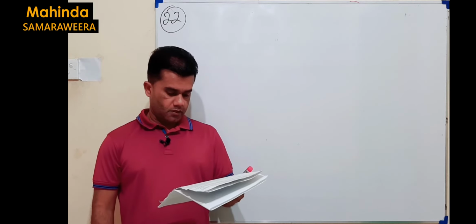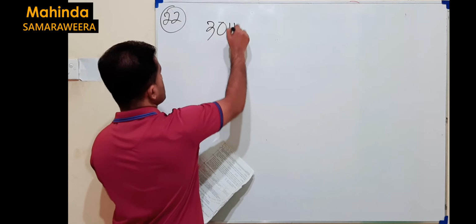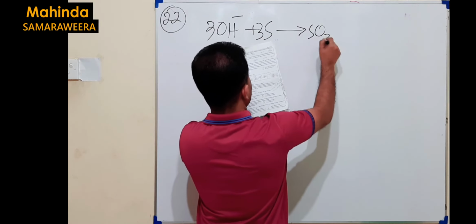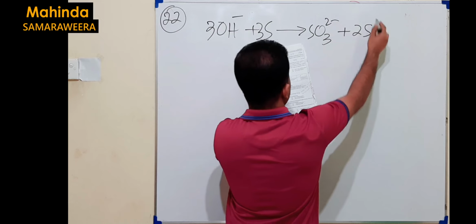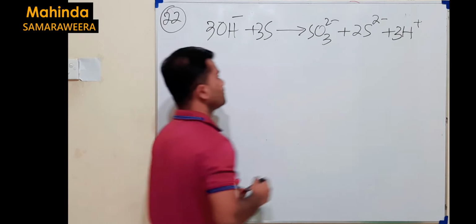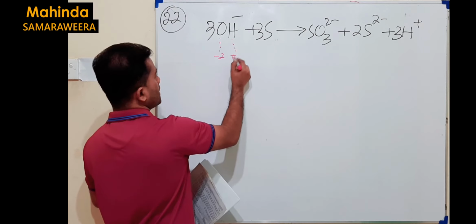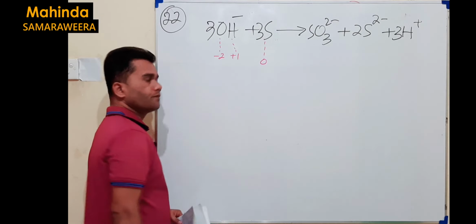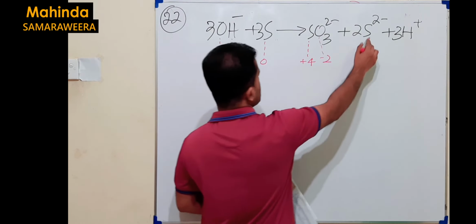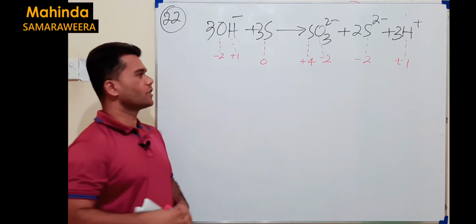You are given a reaction in the 22nd question. It's 3 OH minus reacting with sulfur, 3 S, giving sulfide plus sulfite and water, H plus ion. When you carefully look at the oxidation numbers, this oxygen minus 2, this hydrogen plus 1, this sulfur 0, elemental form. But this sulfur plus 4, this oxygen minus 2, this sulfur minus 2, this hydrogen plus 1. That's how we get the oxidation numbers.